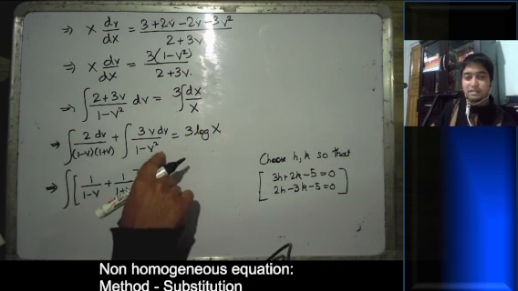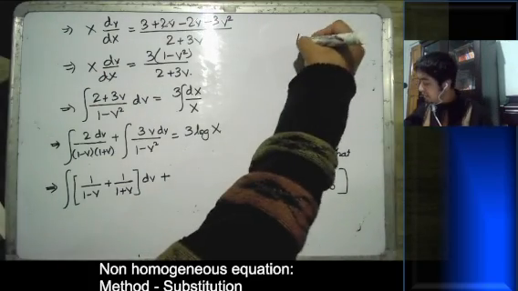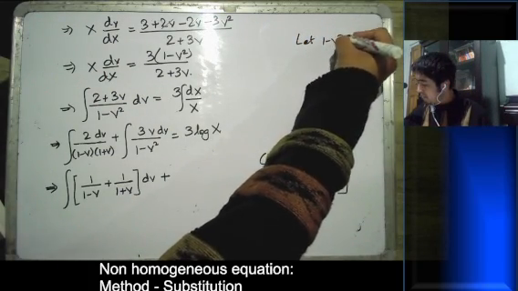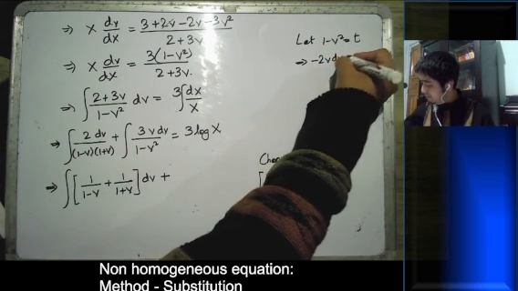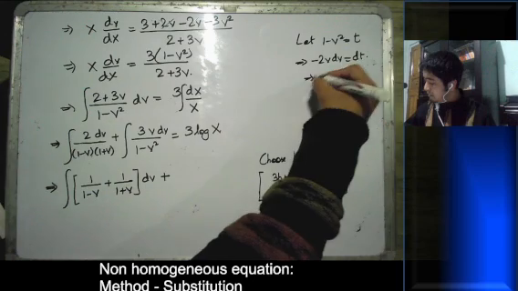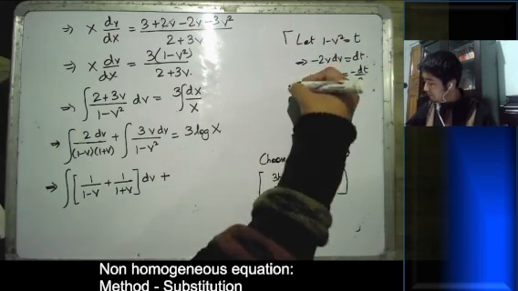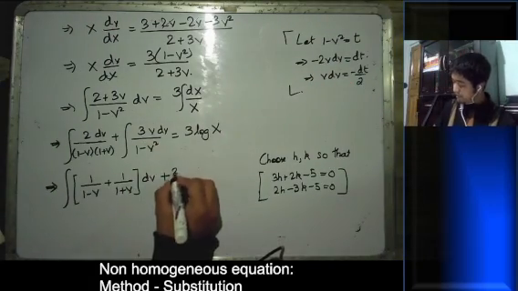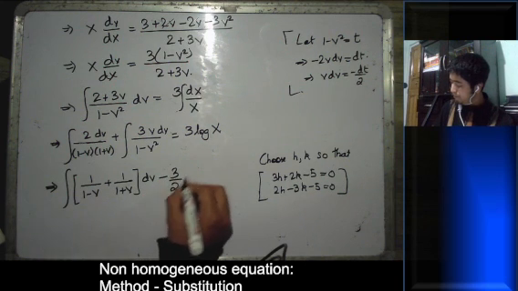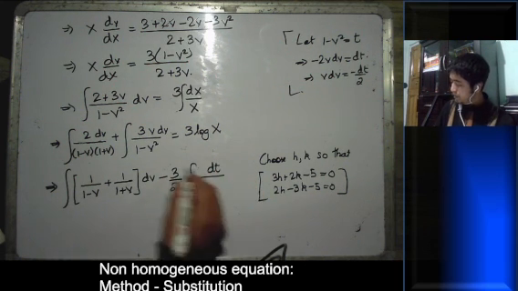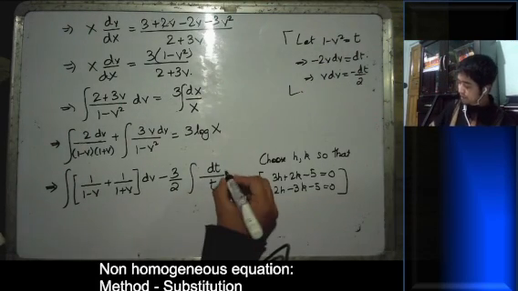Okay, but to solve this integral, we will use some substitution. Let 1 minus v square equal t. Minus 2v dv equal dt, v dv equal minus dt upon 2. Okay, so 3 stays as it is. v dv has become minus dt upon 2, and 1 minus v square has become t. Okay, so this is what we are getting.